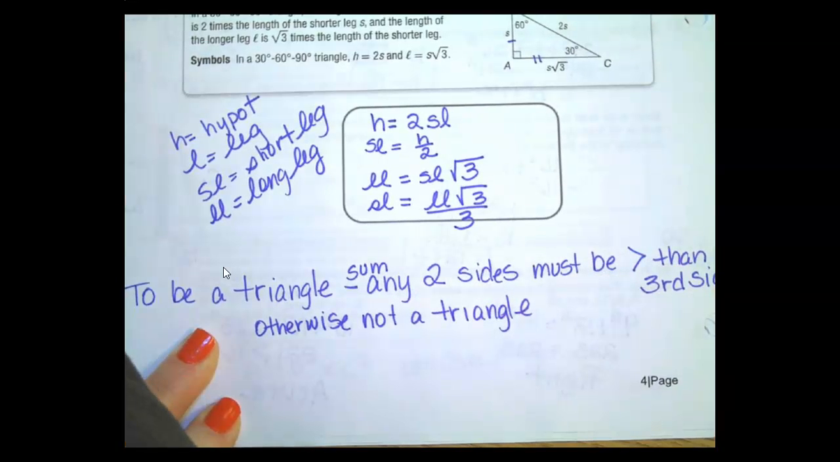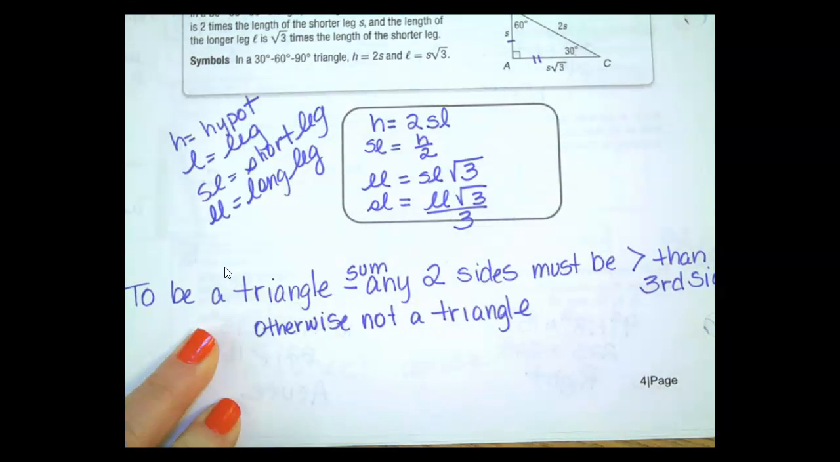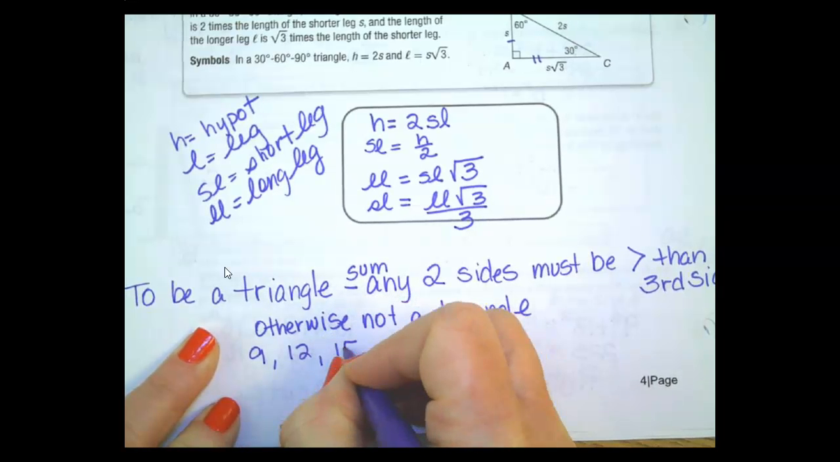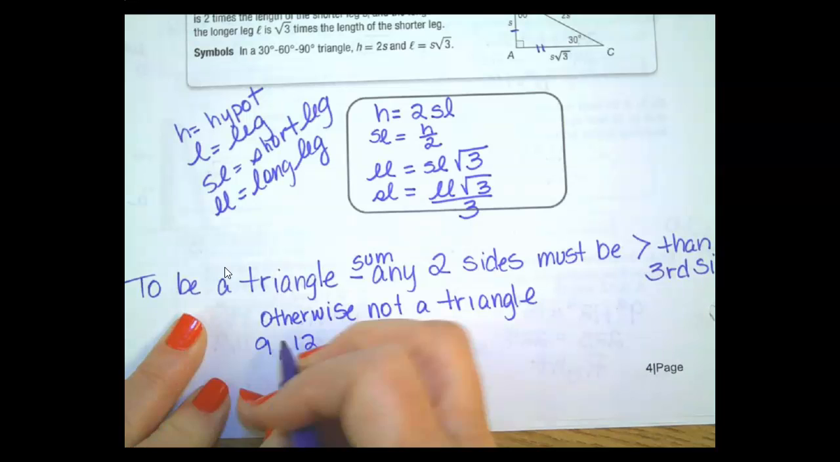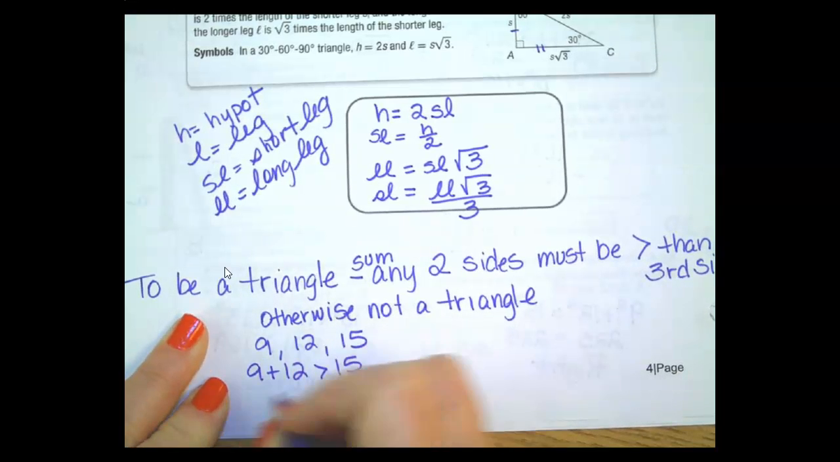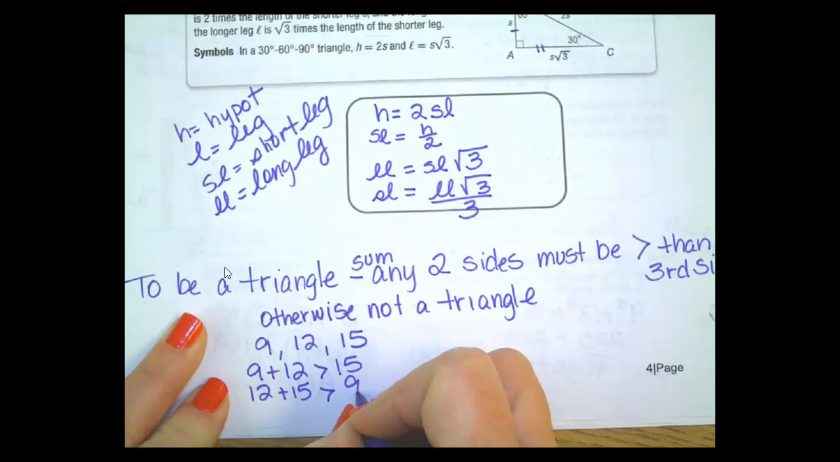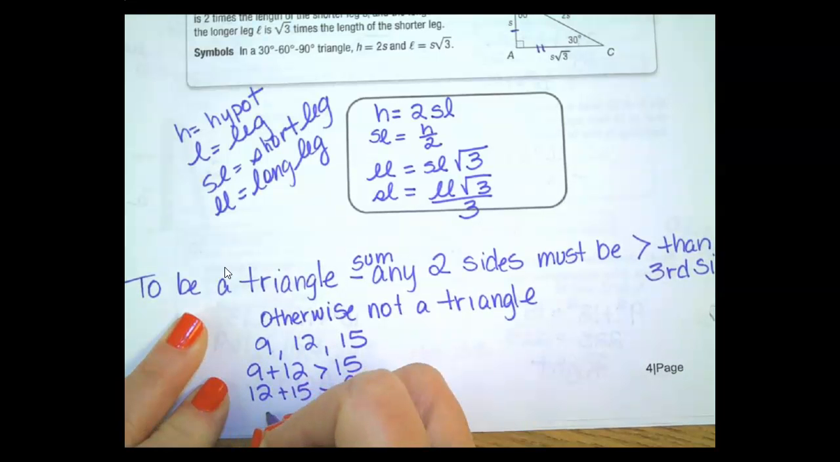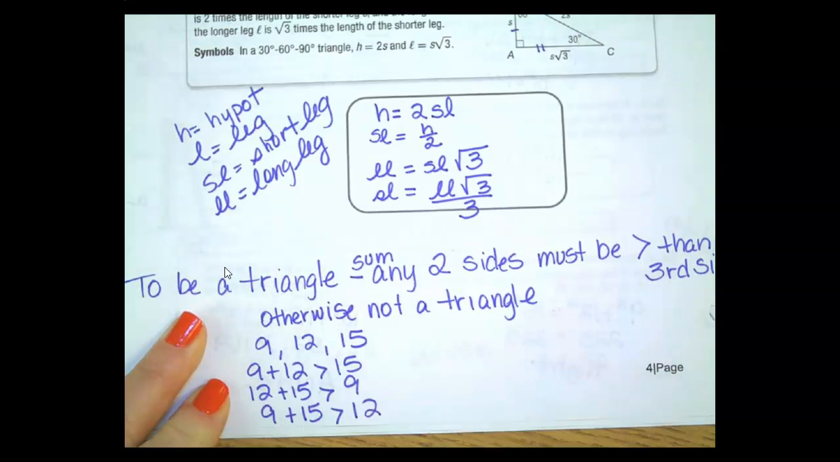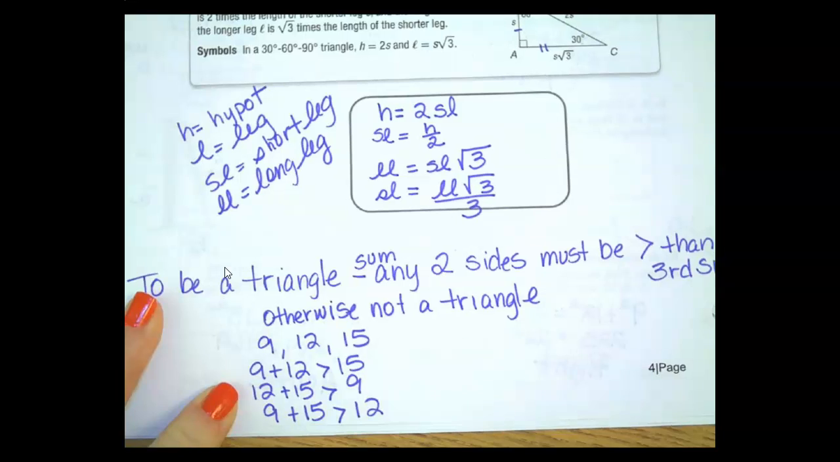So let's just think here. If I said 9, 12, 15, if I added 9 plus 12, is that greater than 15? Is 12 plus 15 greater than 9? Which one am I missing? Is 9 plus 15 greater than 12? If all of those are true, then it's a triangle.